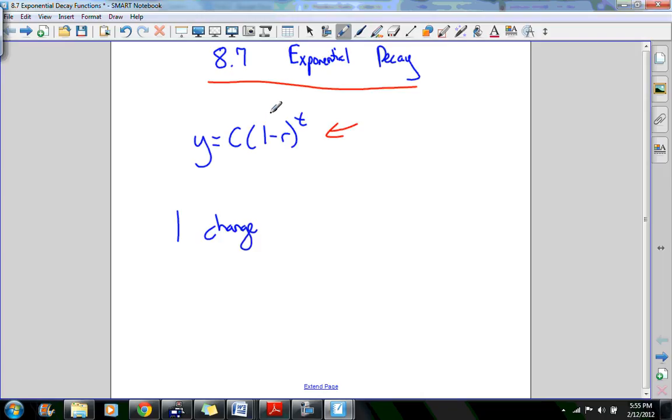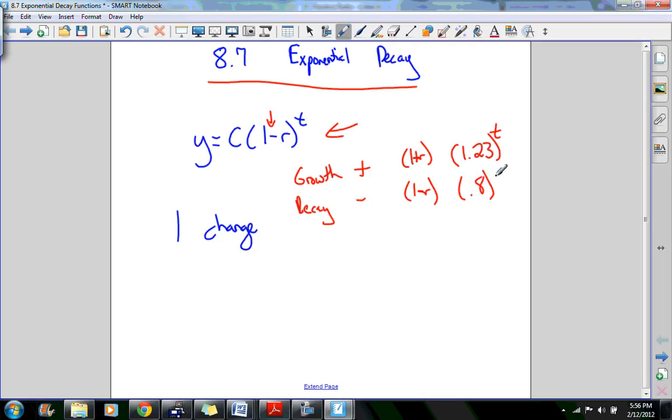Instead of adding, we are now subtracting. So in growth, we are adding. In decay, we are subtracting, and the justification for that is pretty simple. If we have a 1 plus r term for the growth, that means our growth factor is going to be something above 1, something like 1.23 raised to the t. The decay factor, since it's 1 minus r, is going to be something smaller than 1, like 0.8, and that's going to be raised to the t. So that's the only difference in what we did before and what we're doing now.